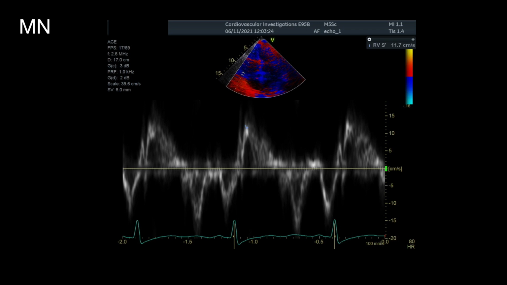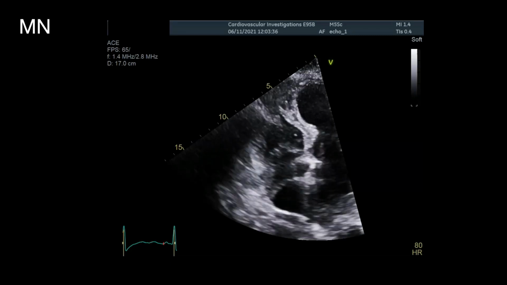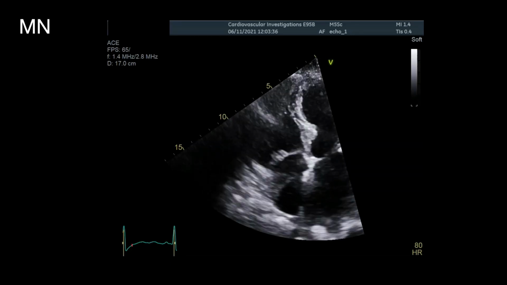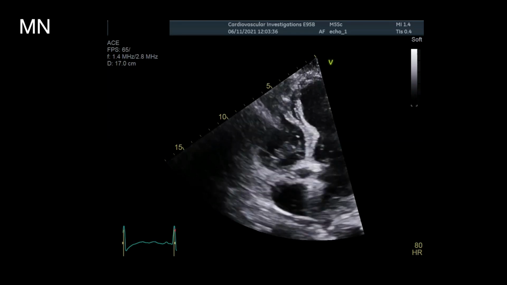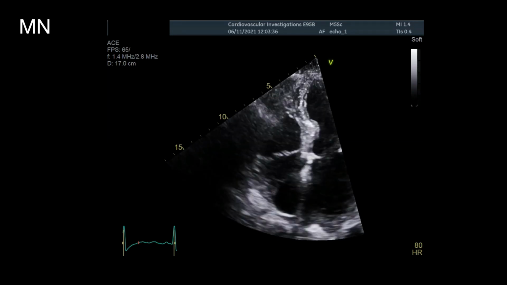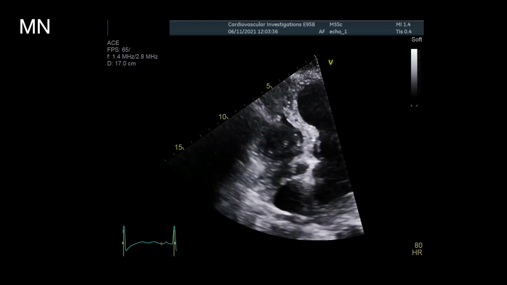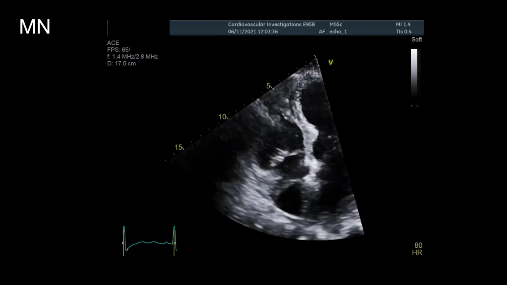An RV S prime was measured, which is within the normal range, indicating normal RV function by that parameter. And now I've moved to the RV focused view, which makes it easier to see the tricuspid valve. We're still really not imaging the RV free wall particularly well.